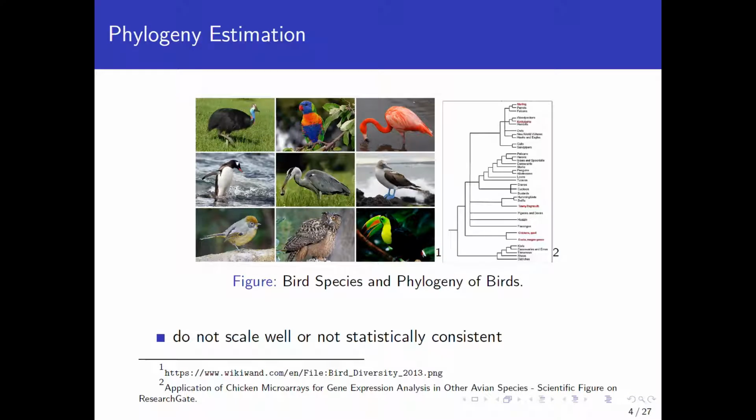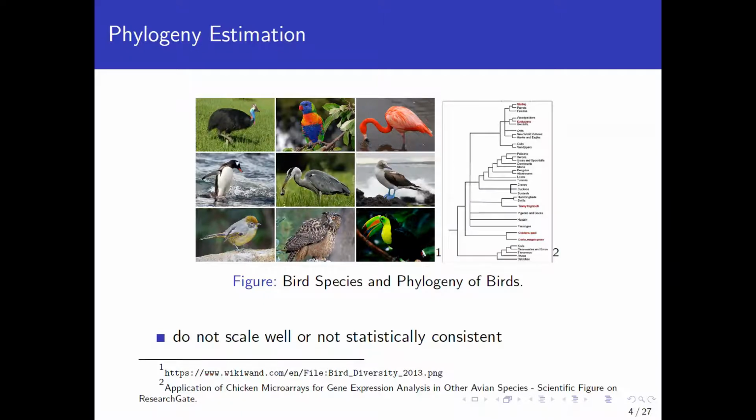So when we're given a set of species, such as the bird species shown here, we use a phylogenetic tree to represent the evolutionary history of those species. Estimating such phylogenetic trees is a big problem in biology. However, unfortunately, most of the leading methods now either do not scale well or are not statistically consistent.